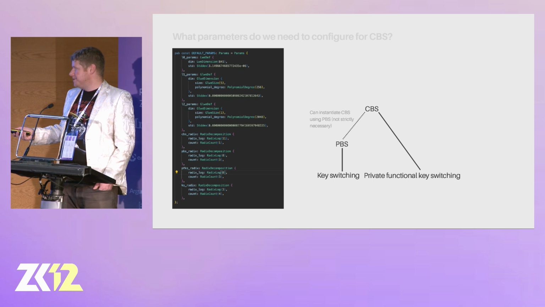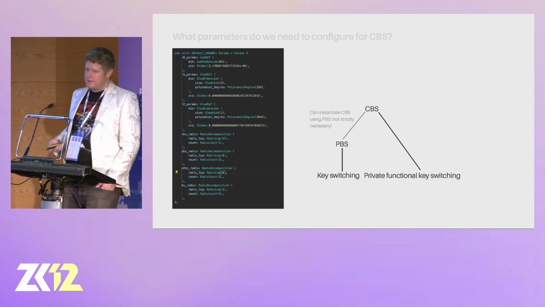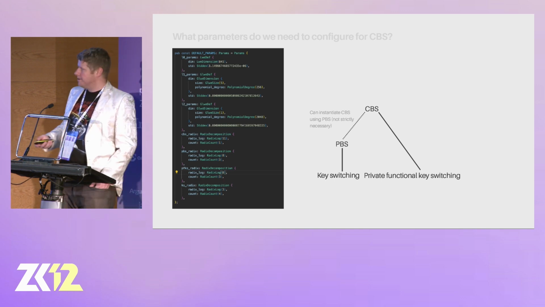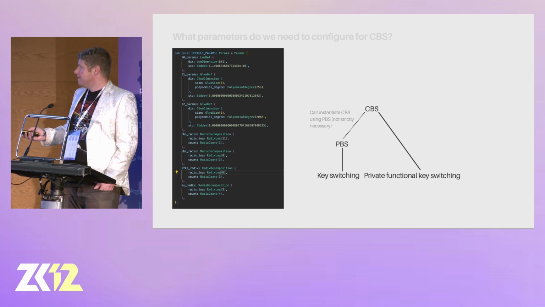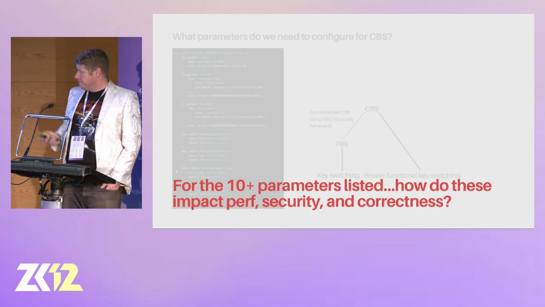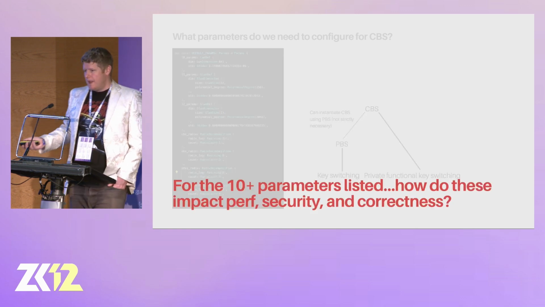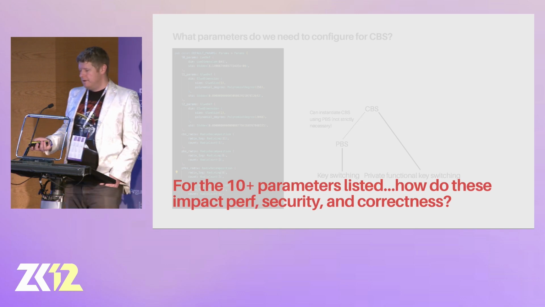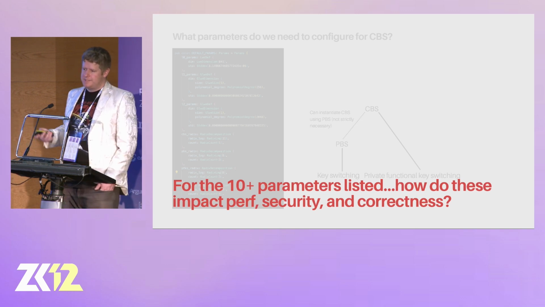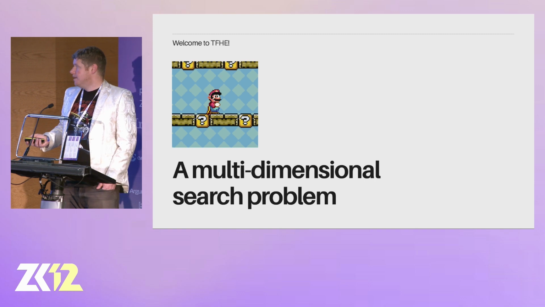Finally, we have key switching, which is another thing I'm not really going to talk about, but it gets you back to the original key under which you started. So you can continue the computation or send the data back to the user. So we have all these different parameters. Let's take a brief look at how they impact performance, security, and correctness.